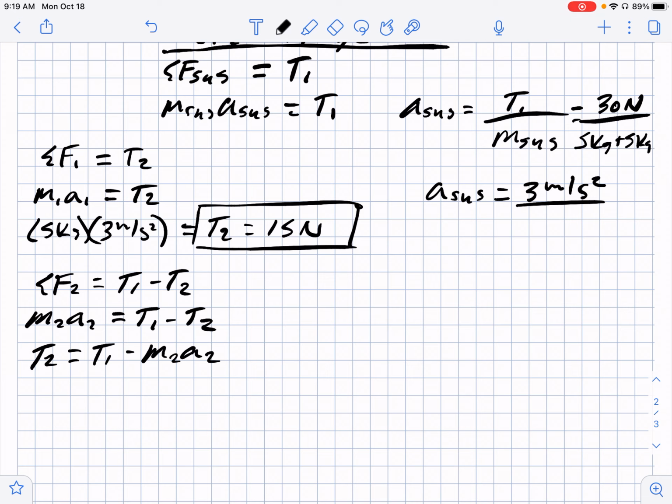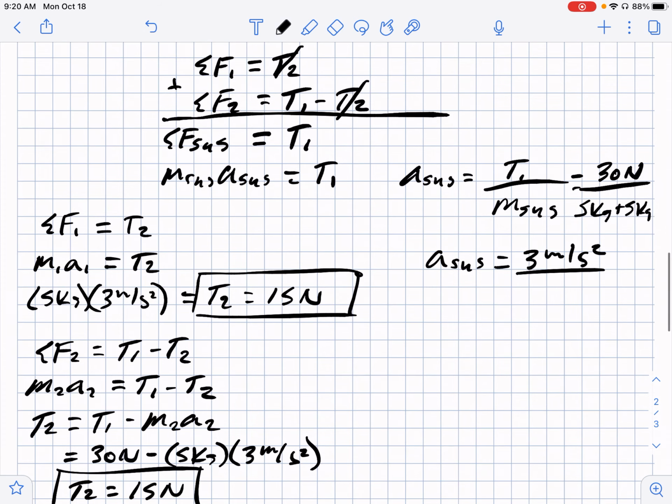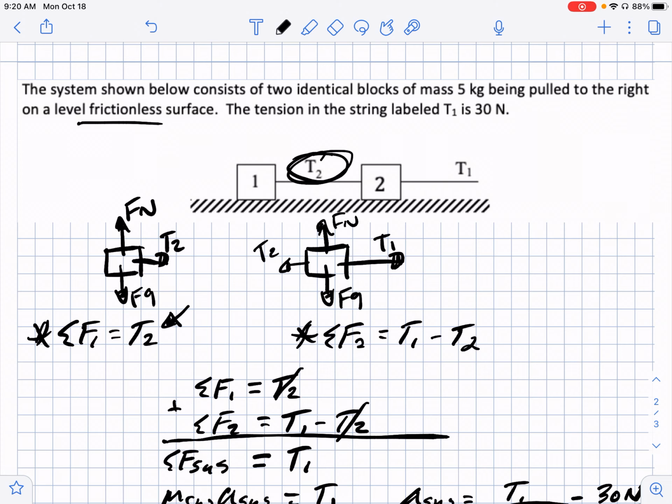So now let's go ahead and just plug in our numbers. So T1 was equal to 30 newtons minus mass of object 2, 5 kilograms, acceleration of object 2, 3 meters per second squared. So you got 30 minus 15. T2 is equal to 15 newtons. So you can see either way, we got the same answer, right? 15 newtons. And so this here, T2, is just equal to 15 newtons.